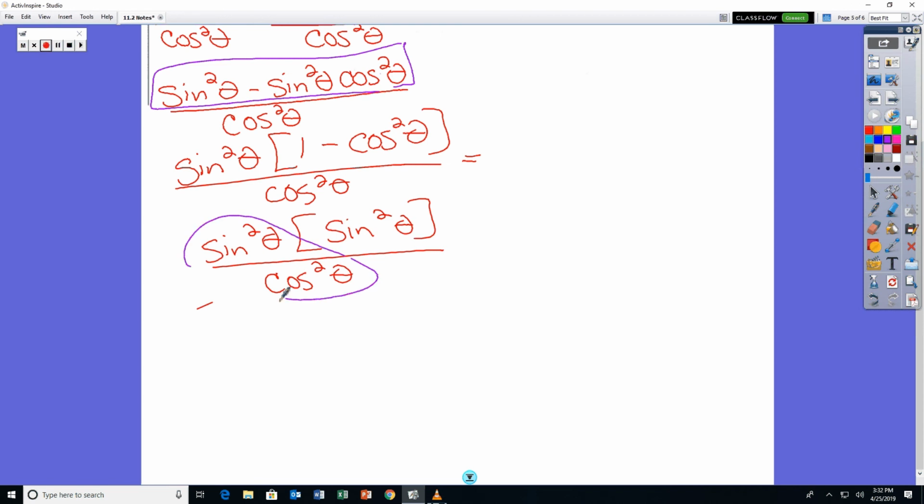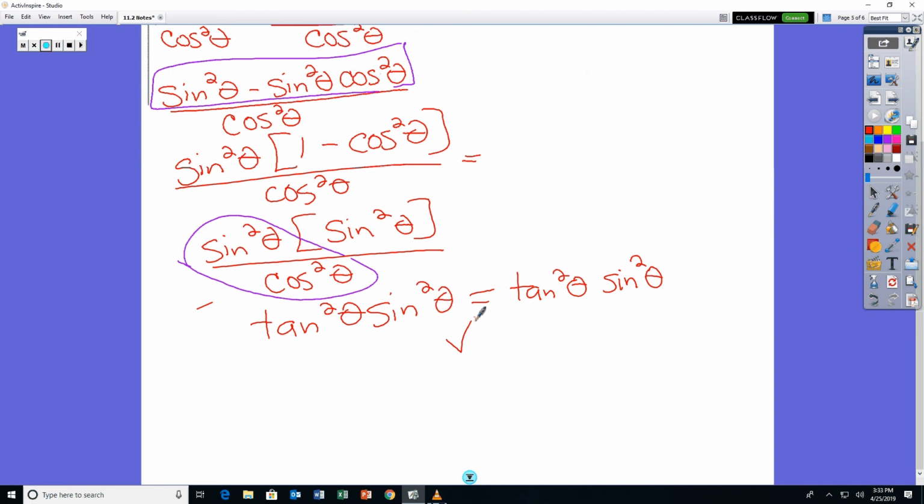All right. And sine squared over cosine squared, that is, again, one from our first section. We can simplify that to be tangent squared of theta. We still have in the parentheses sine squared of theta. And this now will match our other side where we have tangent squared of theta and sine squared of theta. So now we are verified.